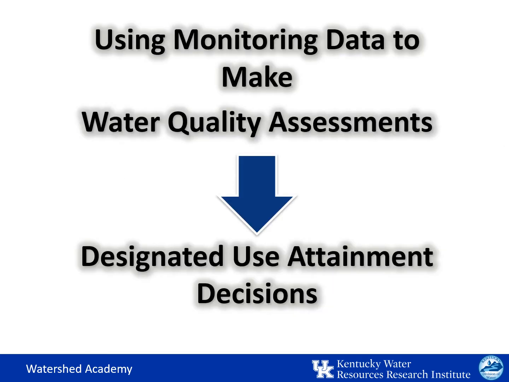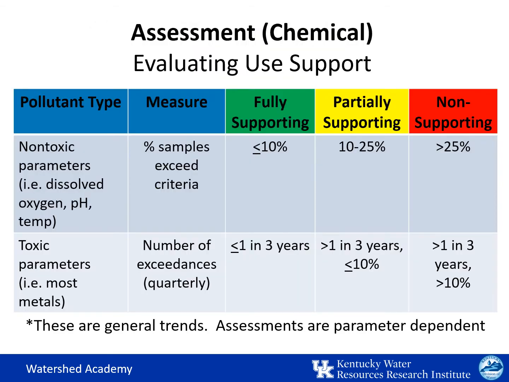As an overview, monitoring data is used to make water quality assessments. These assessments are then used to make decisions about designated use attainment. So how is the monitoring data translated into assessments? Well, one set of criteria for water quality assessment is the basic physical and chemical conditions. This includes parameters with numeric criteria such as temperature, pH, and dissolved oxygen.